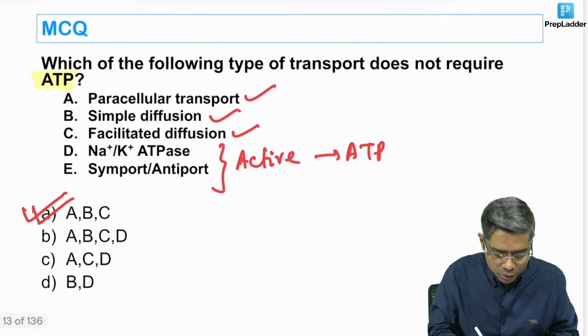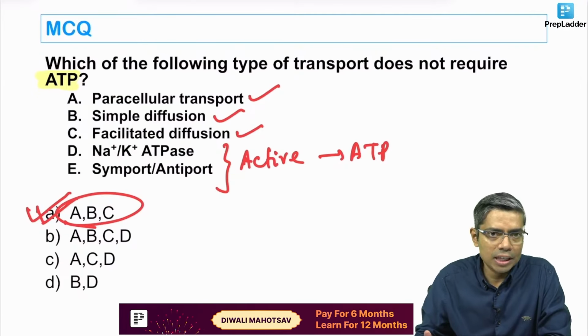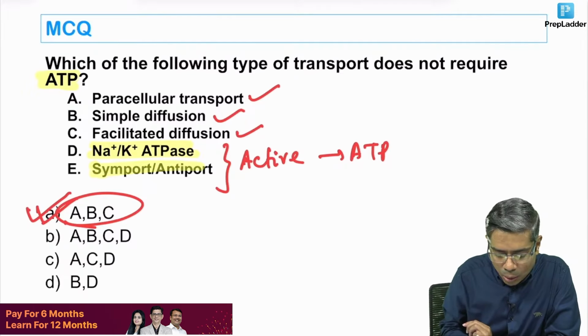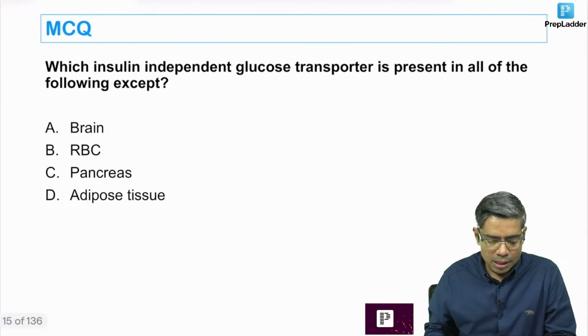So in this question, why did we choose option A? As you can easily understand, because the sodium potassium ATPase molecule is the primary active transport, and all kinds of symport and antiport are the secondary active transport. Okay, now the next question.